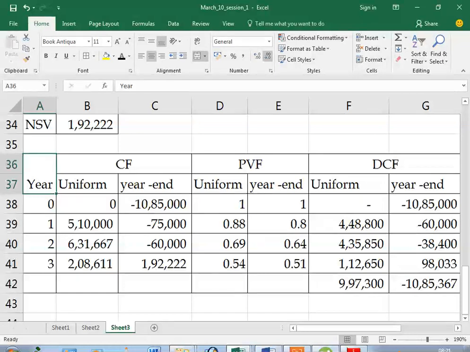Practically cash flows can't be one day, it is normally uniform. So from a practical point of view, this is what will ideally happen.